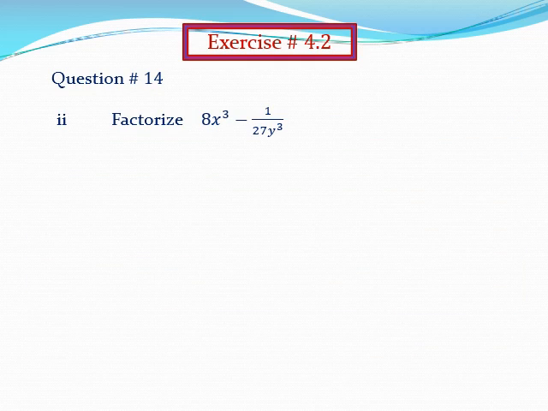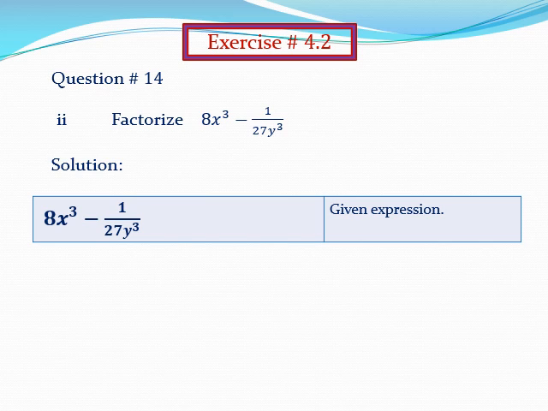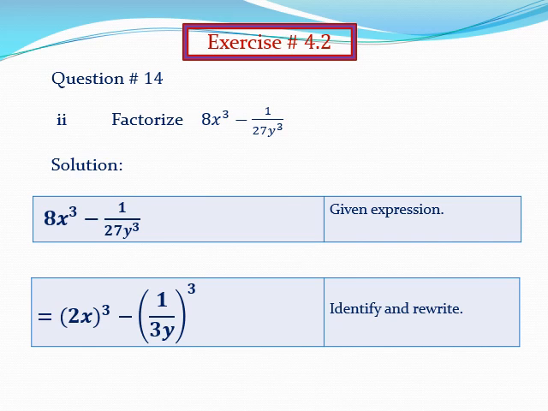Question number 14, part 2. Factorize 8x cube minus 1 over 27y cube. First of all, we write the given expression as it is. Then you observe 8x cube, we can write it as 2x whole cube, as 8 is equal to 2 cube. Minus 1 over 27y cube is equal to 1 over 3y whole cube, as 27 is equal to 3 cube. So identify and rewrite the given expression.